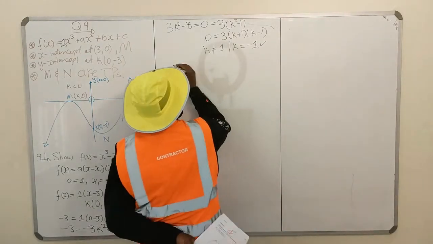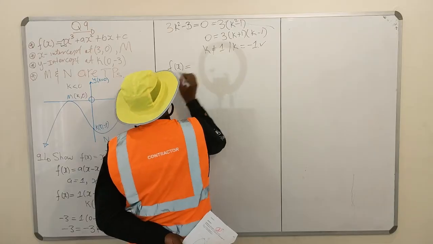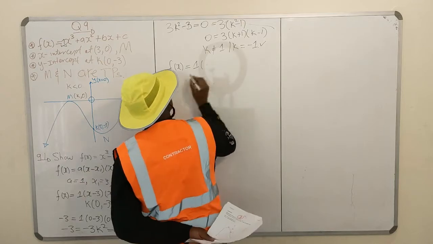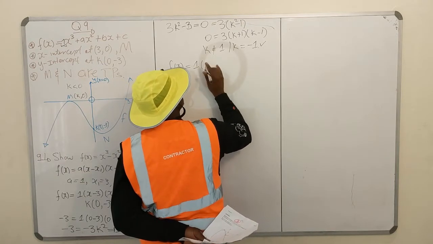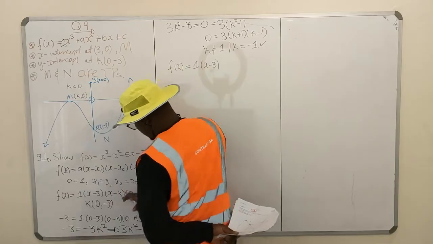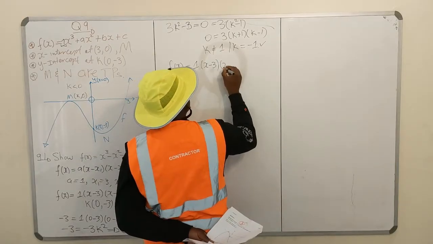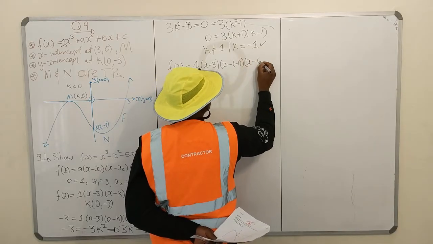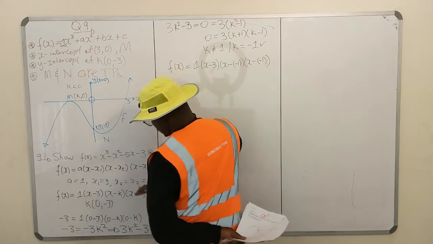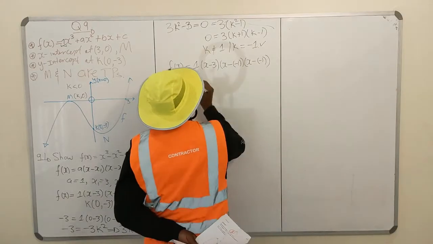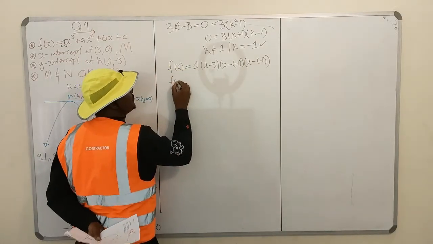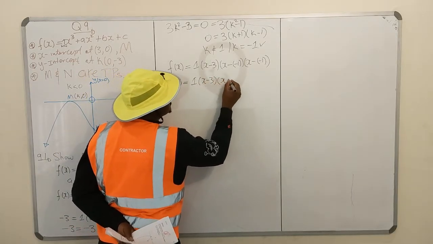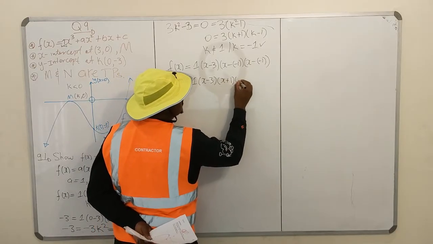So what we say, okay, f as a function of x is equal to what? Is equal to 1 into x minus 3, then here what do you have? You have x minus k, your k is minus 1, and x minus k again, which is minus 1. So I've substituted here. Then your f as a function of x is equal to 1 into x minus 3, x plus 1, x plus 1.